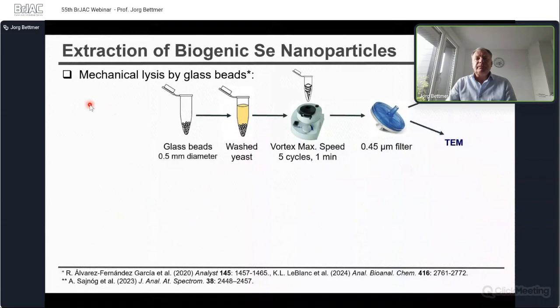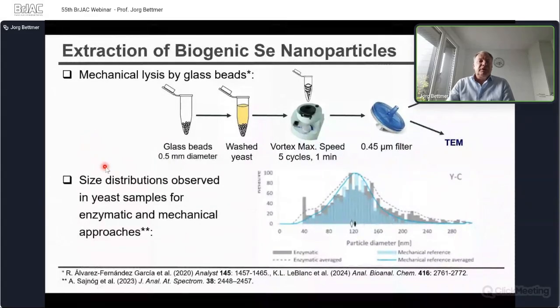However, what we did, and this was somehow the reference method for mechanical extractions used in the paper of Joanna and Richard, is a mechanical lysis with glass beads. How does it work? We take a certain amount of these glass beads, which have this diameter. We add the washed yeast, and then it goes through some cycles of vortexing and ultrasonic treatment. After filtering, we usually apply two different methods: single particle ICP-MS and transmission electron microscopy.